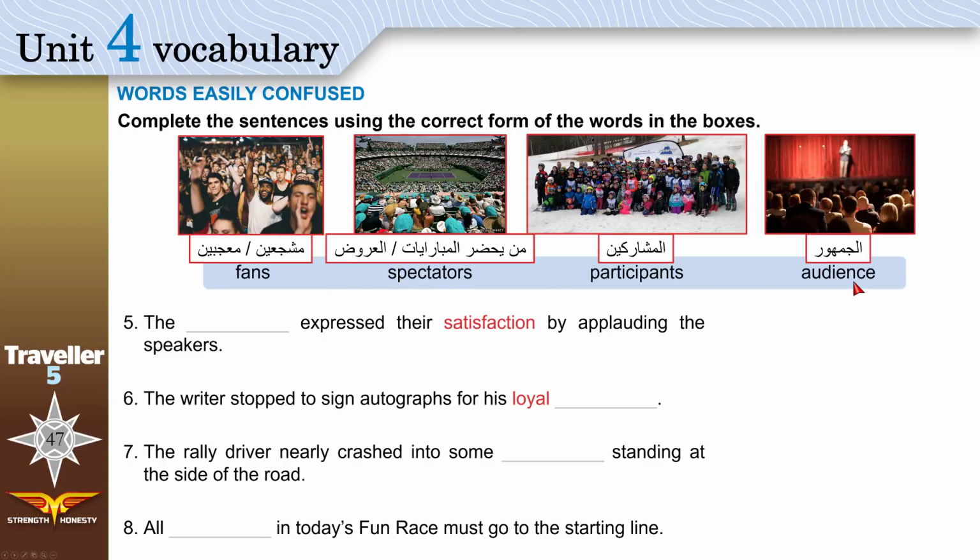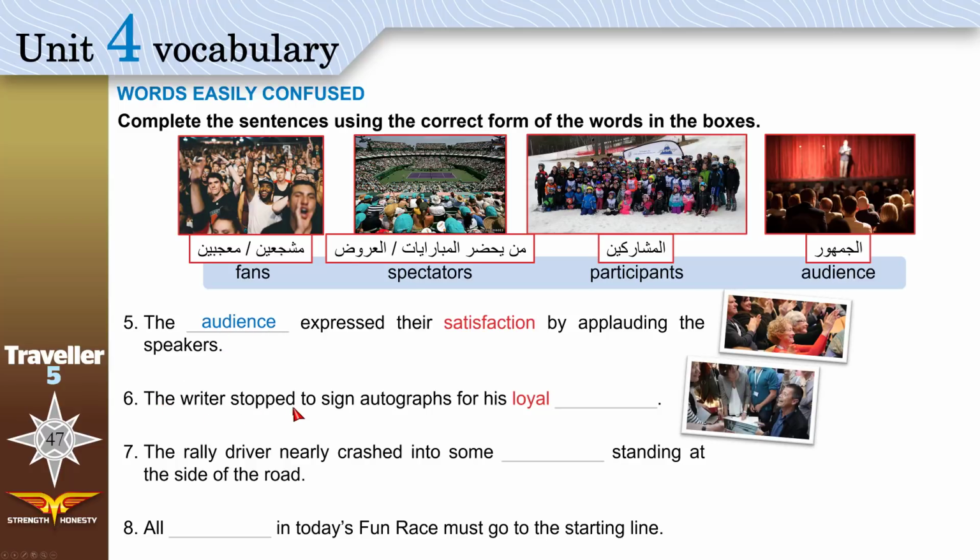More listening, when you go to watch a movie, are you a spectator or audience? You are one of the audience. Movies, because actually you do a lot of listening, people talking in movies. Do you get it? Good. The audience expressed their satisfaction. Satisfaction, they were pleased. By applauding, when you applaud, you do this. I am applauding. The speakers, somebody was speaking and these people were listening, so they are audience.